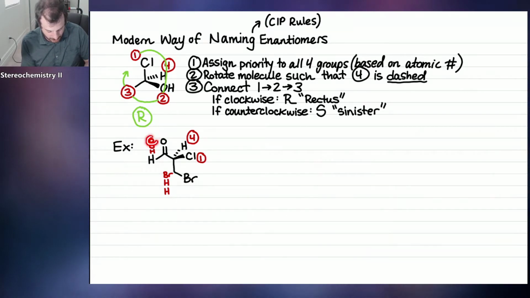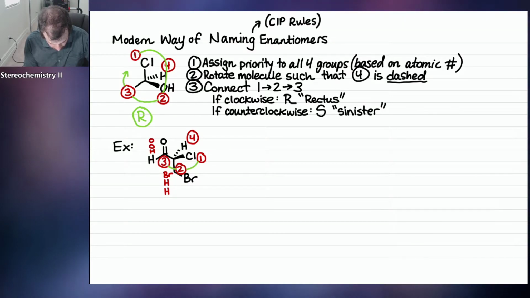Who wins between oxygen and bromine? Bromine has a higher atomic number, so even though there are 2 oxygens here, we don't even make it to the second option. We just compare the first 2, and we see that bromine wins. So what that means is that this carbon is going to be 2, and this carbon is going to be 3. So we've numbered 1, 2, and 3, and now we just draw our arrow connecting them.